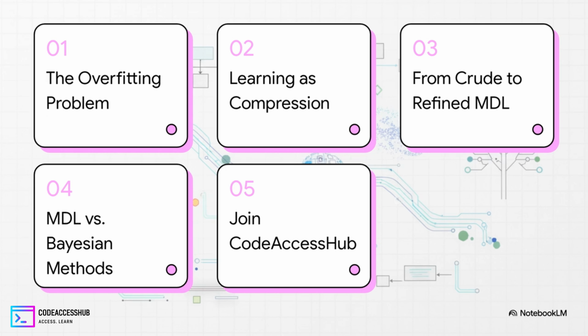Okay, so here's the game plan for this explainer. First, we're going to talk about a classic headache, overfitting, that really sets the stage for everything that follows. Then, we'll get to that big aha moment of MDL, this link between learning and compression. From there, we'll look at how the idea grew up, from a kind of simple concept to a much more refined, powerful tool. We'll even put it head-to-head with the famous Bayesian approach. And then, we'll bring it all home.